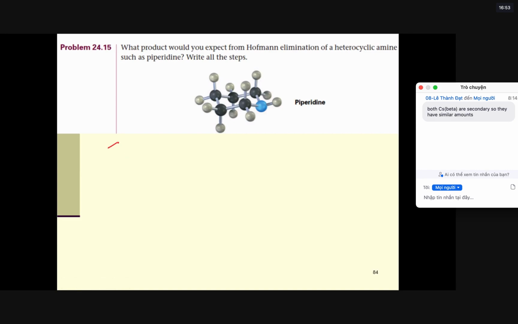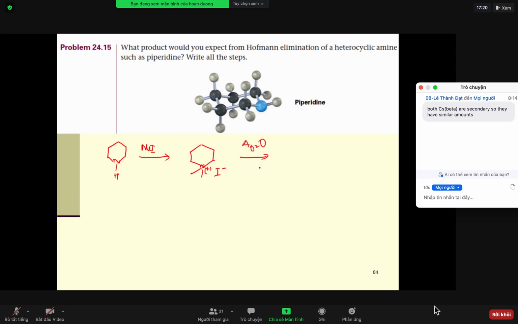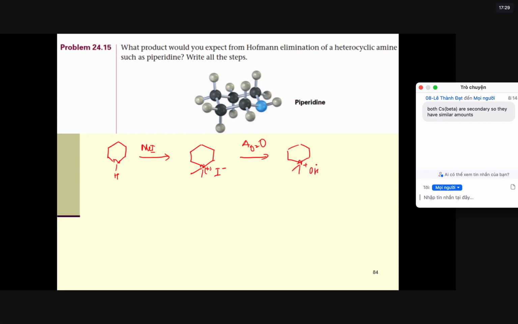So I should draw this one. It should be a simple way, right? Put N here and H, all right? The structure should be big. And if you put the MeI more, and then you get this one. And here, so it should be put in iodine. And the next step is put the silver oxide. And now we have the quaternary ammonium and OH minus. And now we can heat it. Okay. And then what product can we have?